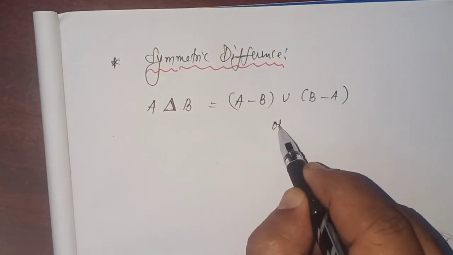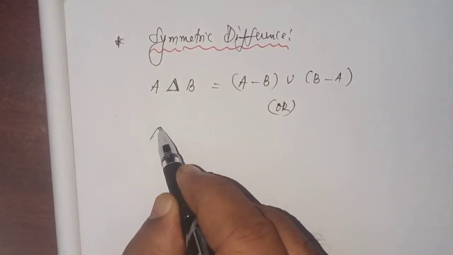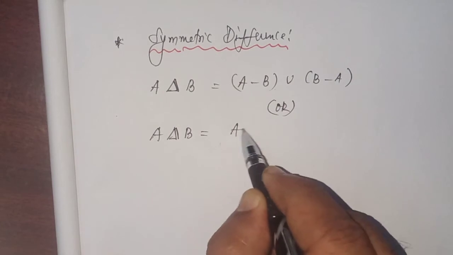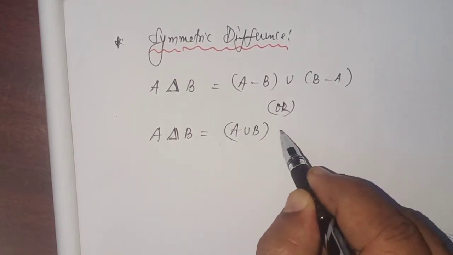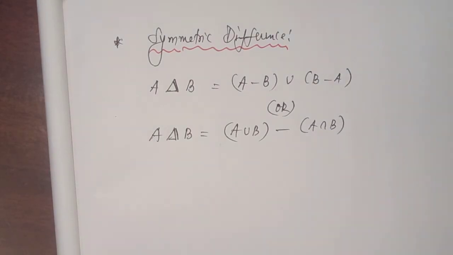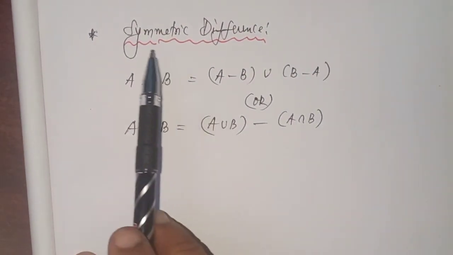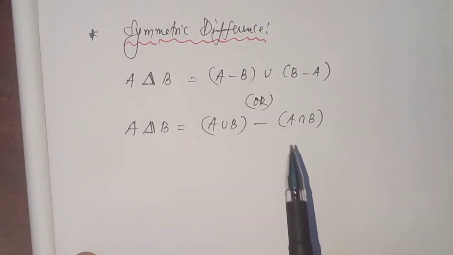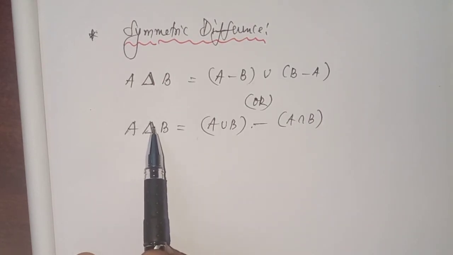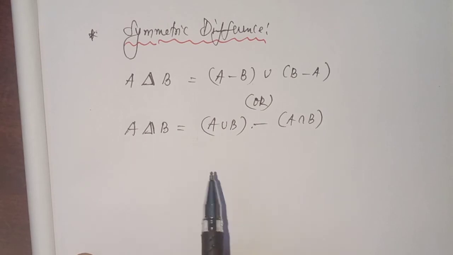One more way you can represent A delta B: A delta B is equal to A union B minus A intersection B. So there are two ways you can represent the symmetric difference. This symbol is a set difference. This symbol is a symmetric difference.